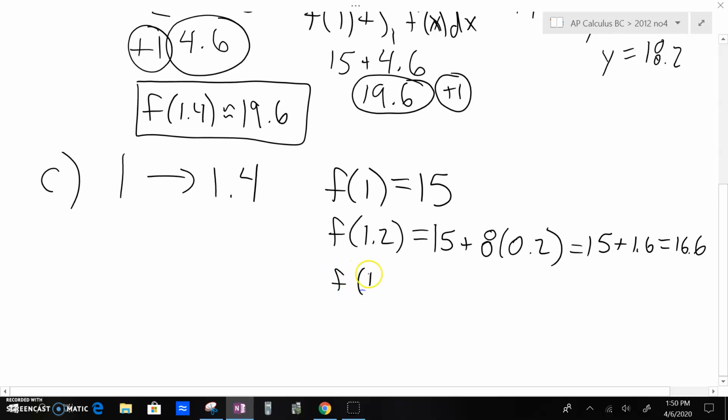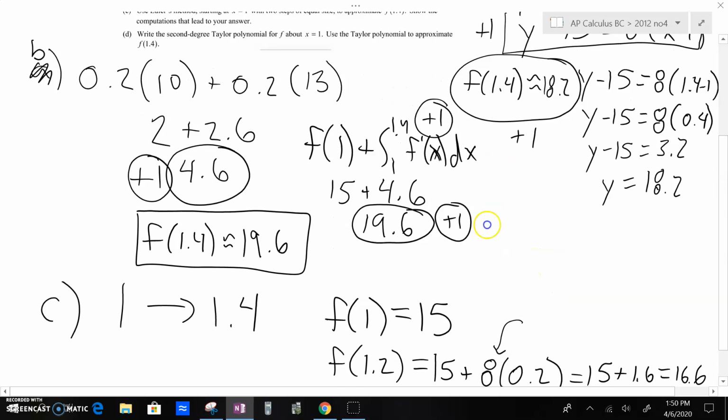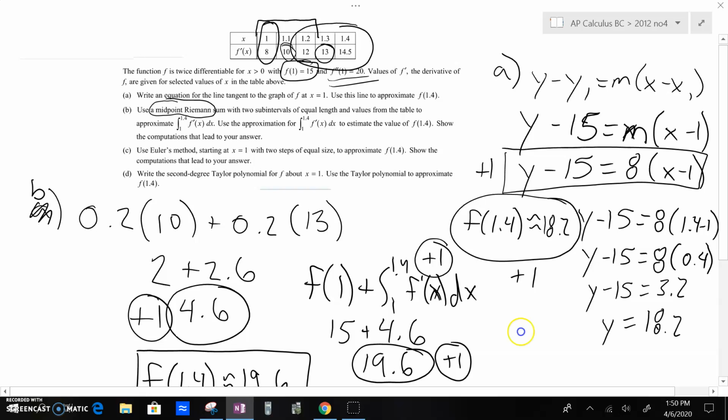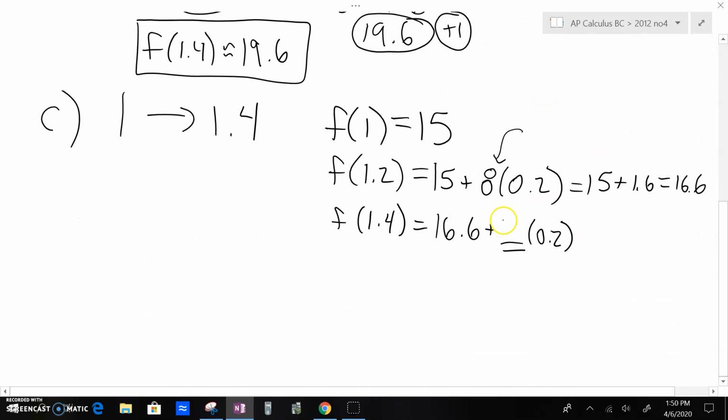Now to get to 1.4, I'm going to do that same 16.6, and I'm going to add whatever the slope amount is at 1.2. Just like here we use the slope at 1, here we're going to use the slope at 1.2. So I'm going to go back up here. The slope at 1.2 on this table is 12. So I'm going to go back to this expression and say, okay, let's take our slope of 12. And again, I'm only going to run with that for 0.2, not a full 1. So I'm not going to use the full 12. I'm just going to use 0.2, the step of it.